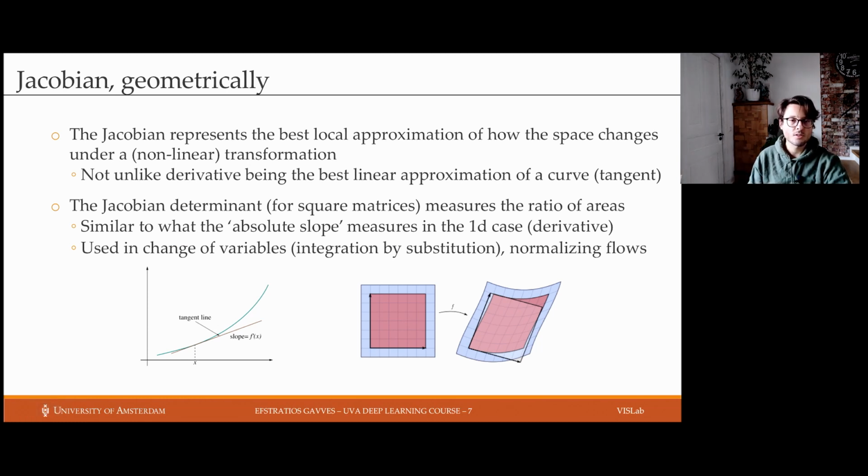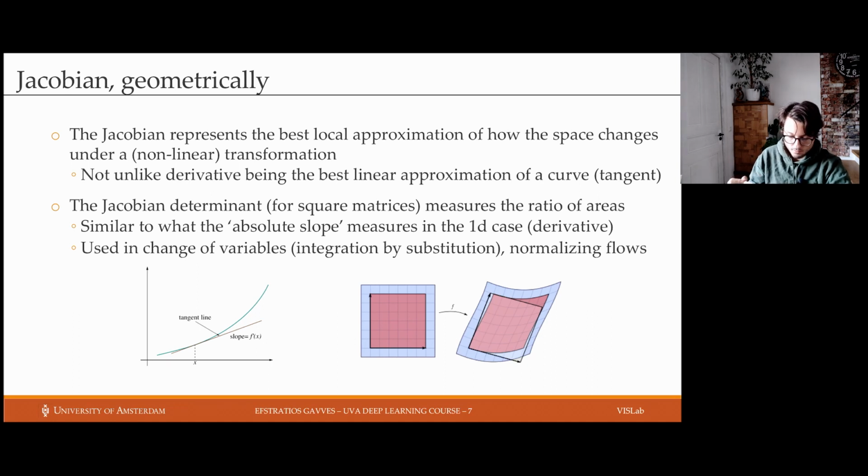Geometrically, it's very nice to understand what the Jacobian stands for. The Jacobian represents the best local approximation of how the space changes when we apply a nonlinear transformation. Our input space is x, and then we apply a nonlinear transformation f on top of it, or h on top of it. This of course changes the input space x into f of x. The Jacobian represents how this change takes place. Since the Jacobian is a linear operator, it only makes sense locally, in a small neighborhood around a particular location x, and it's the best linear approximation around that.